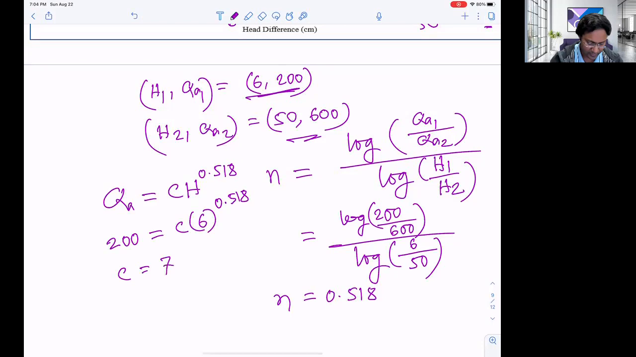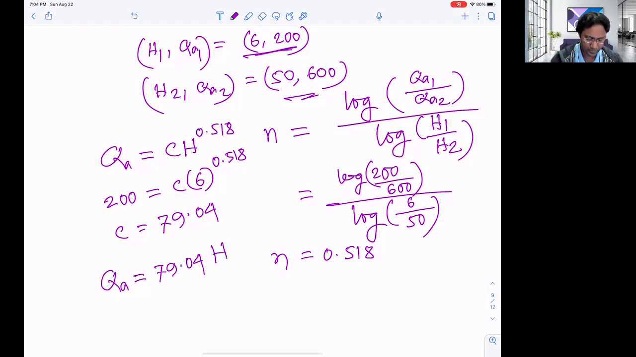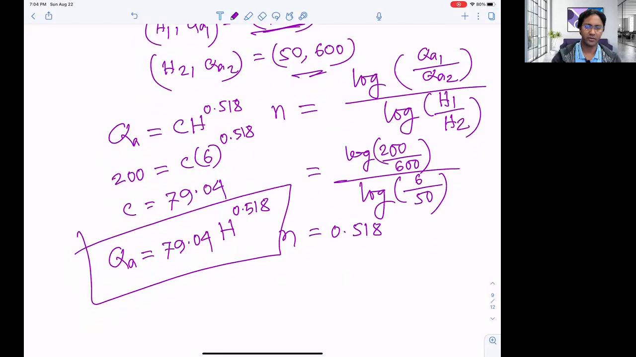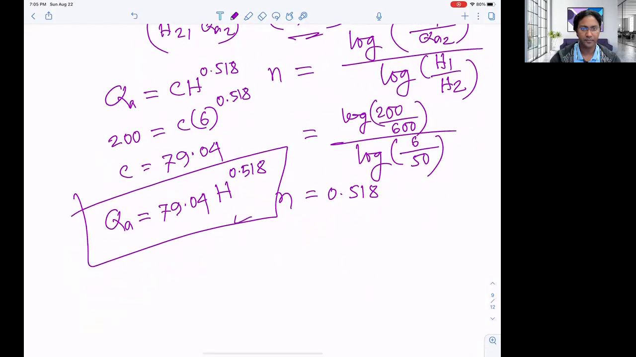So we have 79.04. So the equation becomes, this is the calibration equation, QA equals 79.04 times H to the power 0.518. So that is the calibration equation for this specific Venturimeter, right? This equation is not for any other device, because we calibrated this device only for this diameter and for this setup, right? So now we have the equation ready.